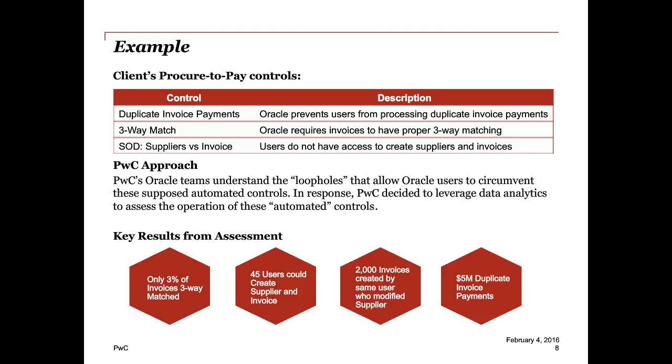So then we took the next step to say, well, did those users create some invoices for the suppliers they created? And we found 2,000 instances where that happened, where the same user who created or updated the supplier was the same person creating the invoice for that very same supplier. Clearly, they were not happy to find this result. Glad to know about it, but not happy that it was happening. And then the last thing we found was $5 million of potential duplicate invoice payments.